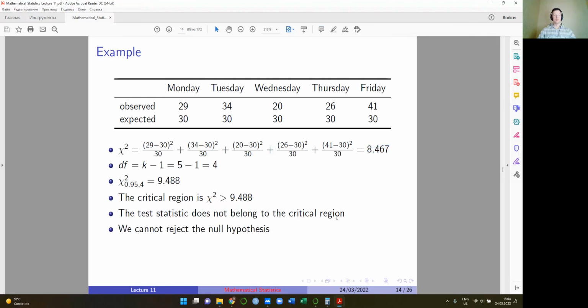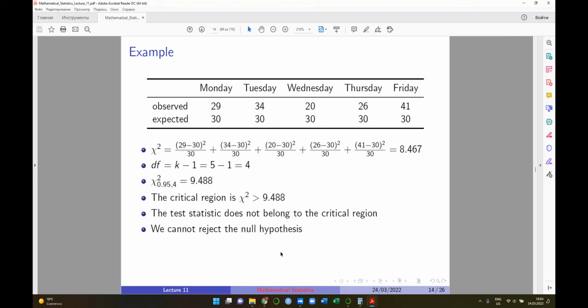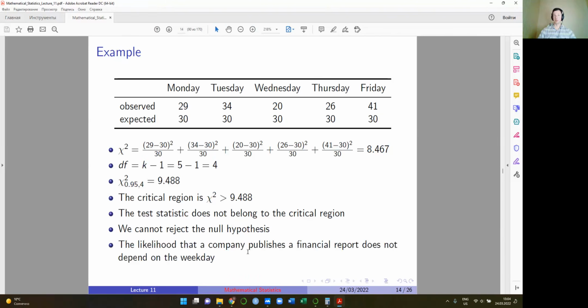Okay. So this means that we cannot reject the null hypothesis. And since we cannot reject the null hypothesis, the likelihood that the company publishes a financial report does not depend on the weekday. So we don't have enough evidence in the data that there is a particular dependency between a weekday and the fact of publishing the financial report.